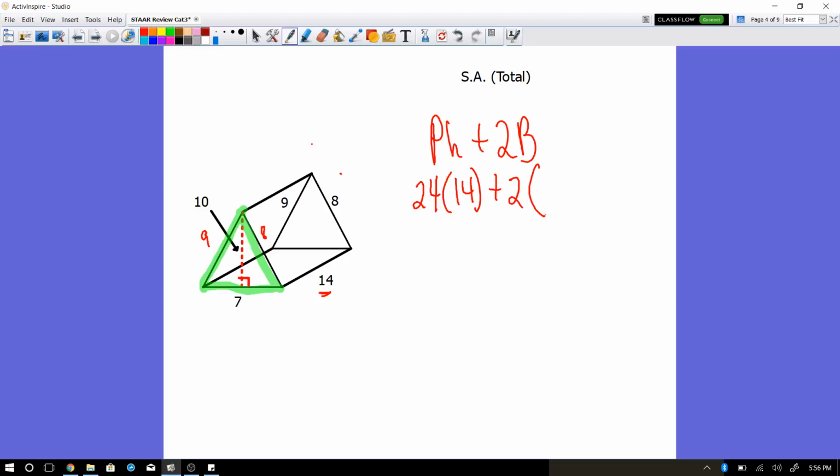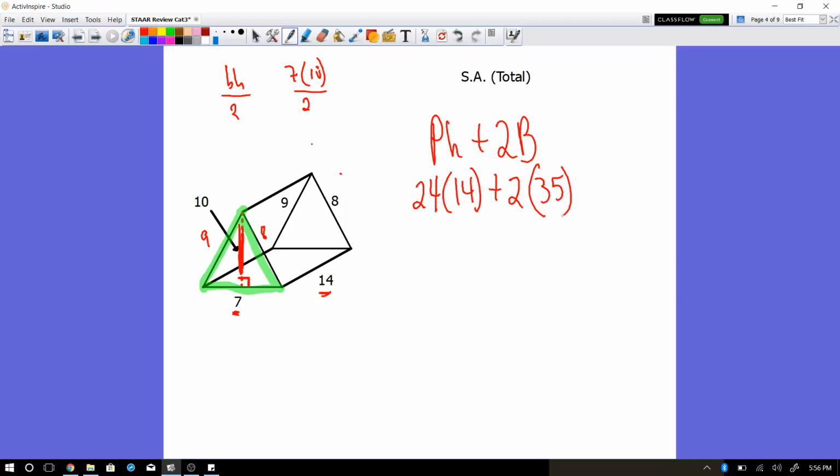All right. So on the volume problem, we already did the area of the base. Area of the base was base times height divided by 2. We said the base of the triangle was 7. We said the height of the triangle was 10. So 7 times 10 divided by 2. 70 divided by 2 is 35. All right, so we got area 35.